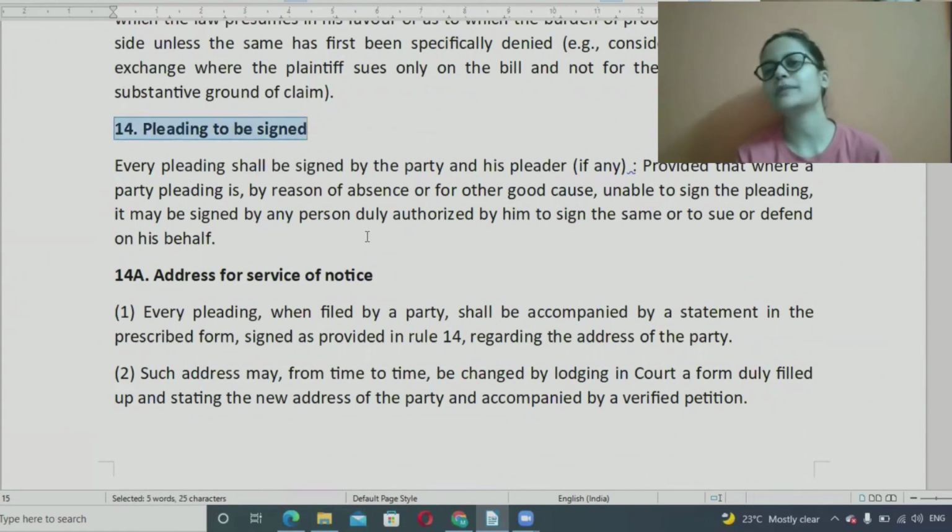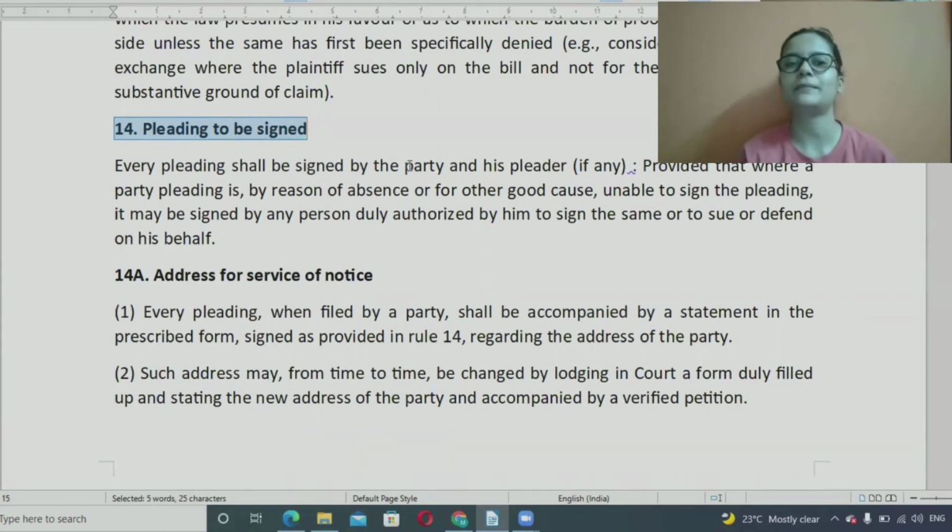Next is pleading to be signed. Now I will write a lot of things and submit it before the court, and based on that only the case would be instituted, right? So it has to be ensured that at a later stage, I don't disagree and say that I have not filed this case. So, pleading to be signed.